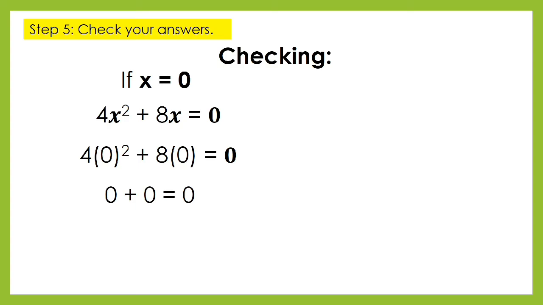Simplify, 0 squared is 0, times 4 is 0. 8 times 0 is 0, equals 0. Then we simplify, 0 plus 0 is 0, equals 0. They are equal, so that is true.